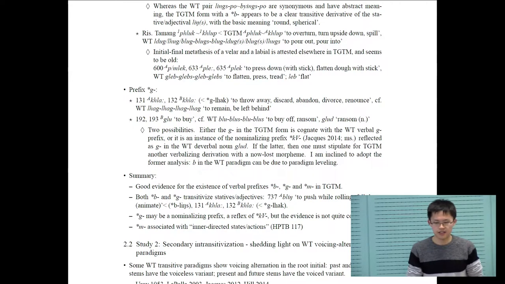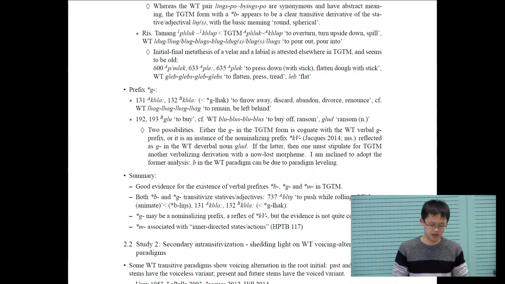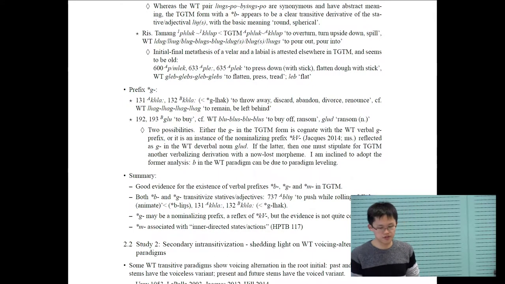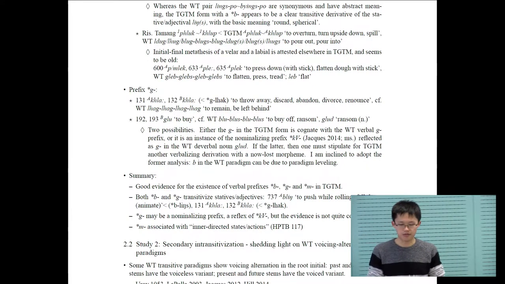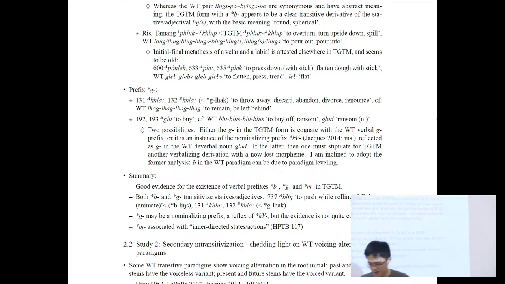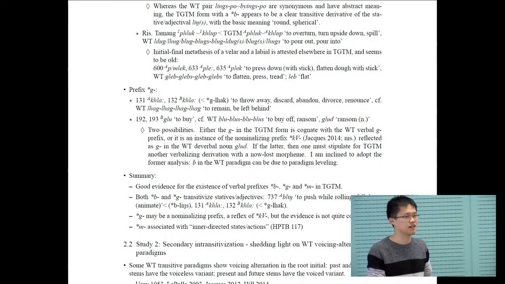Now, what's interesting here is that glued involves what Guillaume Jacques proposed as a G prefix that's separate from the verbal G prefix. He thinks it's a denominal prefix. There is independent evidence for it. But for this form, though, there are two possibilities for the TGTM form. Either I think the G in the TGTM form is a cognate with the verbal G prefix in written Tibetan, or it is an instance of a nominalizing prefix g, as reflected in the g in the written Tibetan deverbal noun. If it's the latter, though, so if we say that this verb is in fact cognate with this noun, then I would have to say that in TGTM there's an independent verbalizing morpheme that has since been lost, that derives that noun into a verb again.